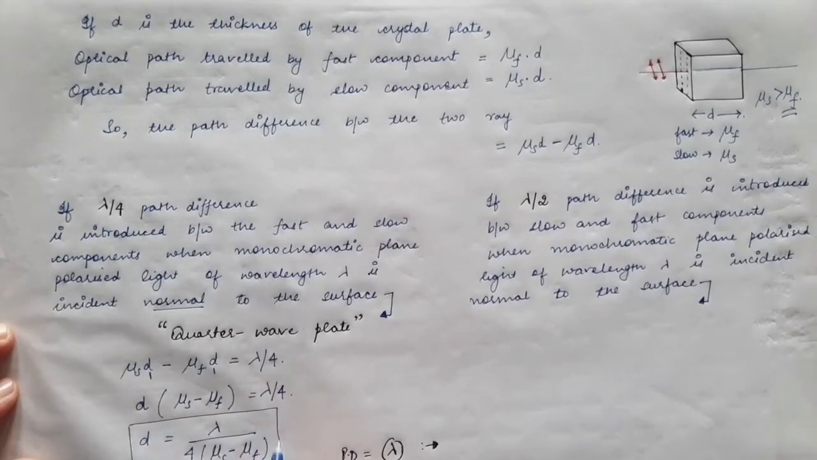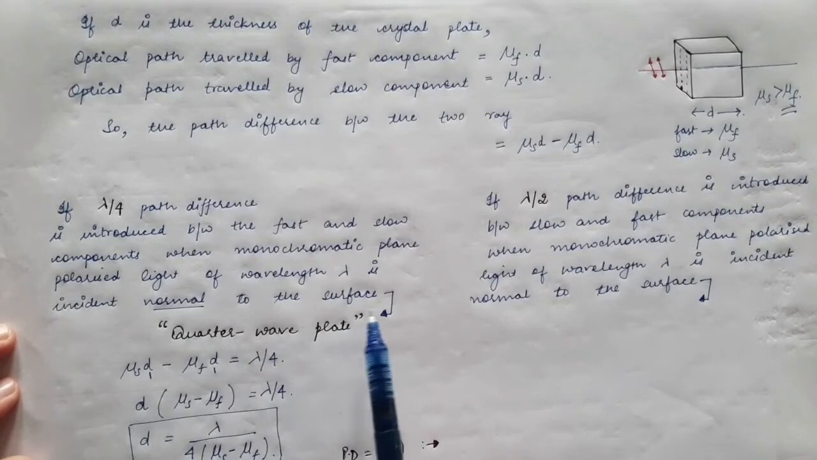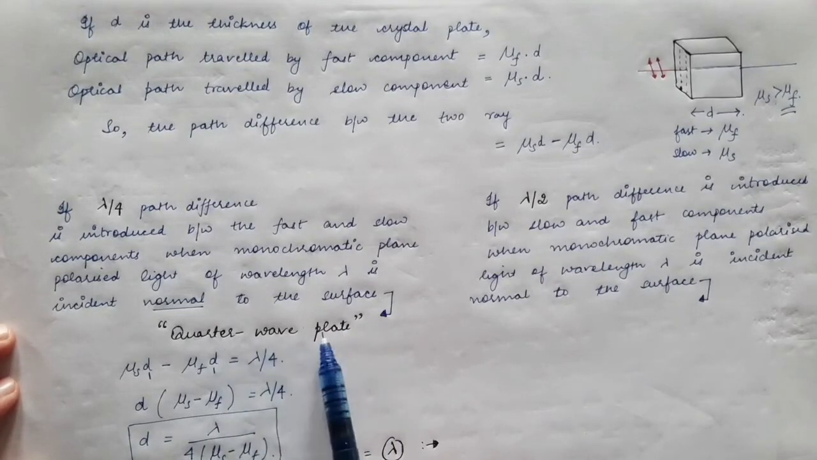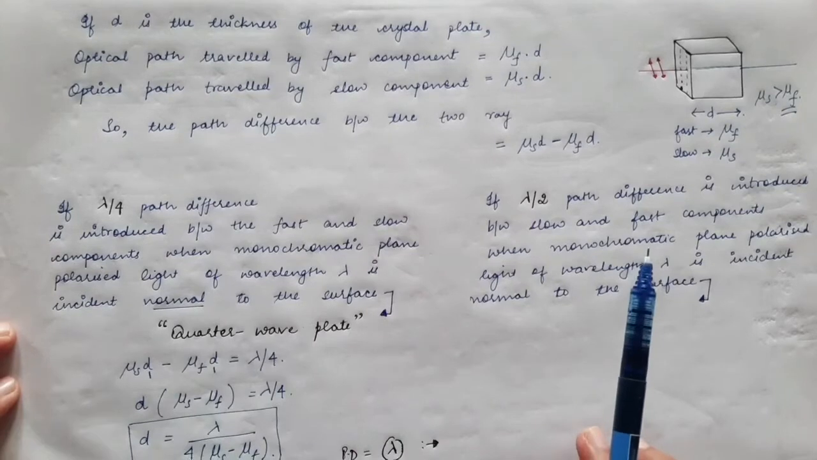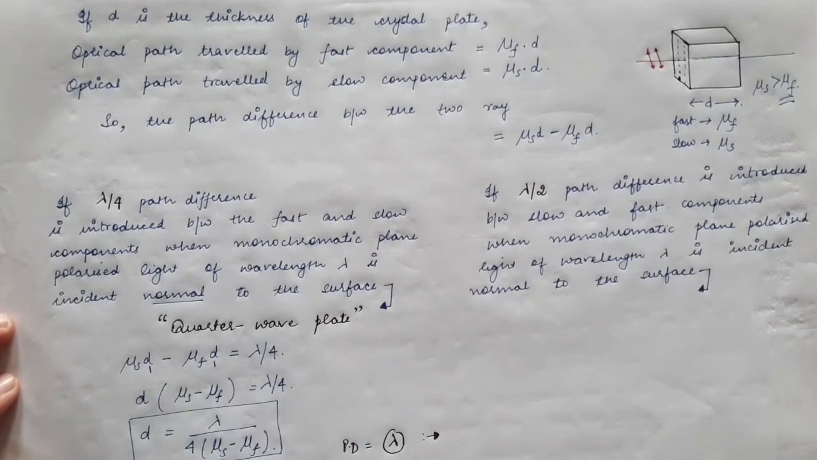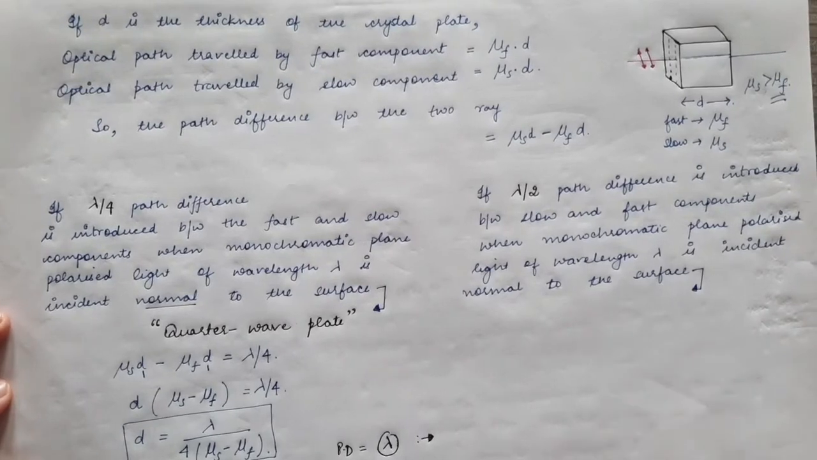So this is the thickness that must be kept to make the plate behave as a quarter wave plate. A plate will behave as a quarter wave plate if its thickness is kept according to this formula. Lambda is the wavelength of the incident light, and mu s and mu f are the refractive indices of the slow and the fast components.